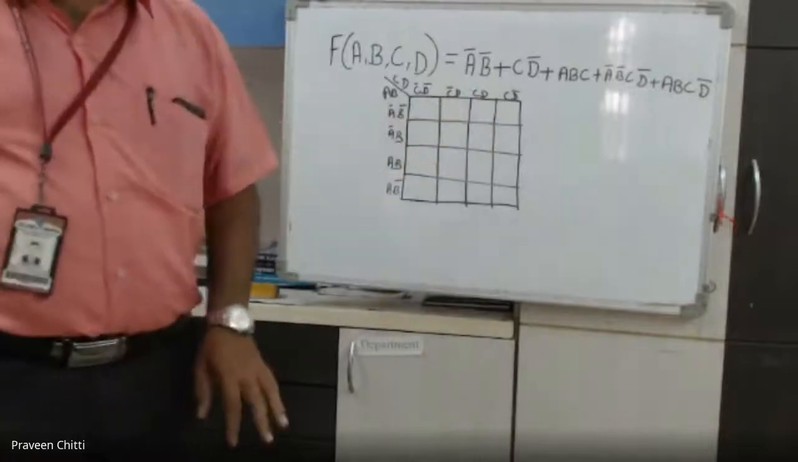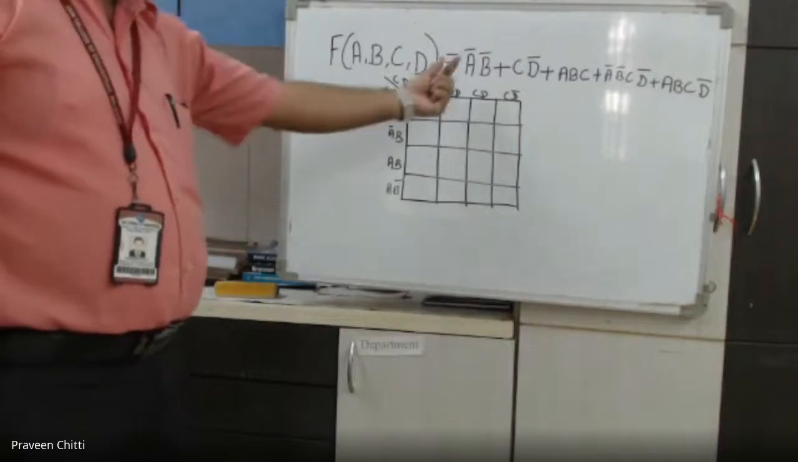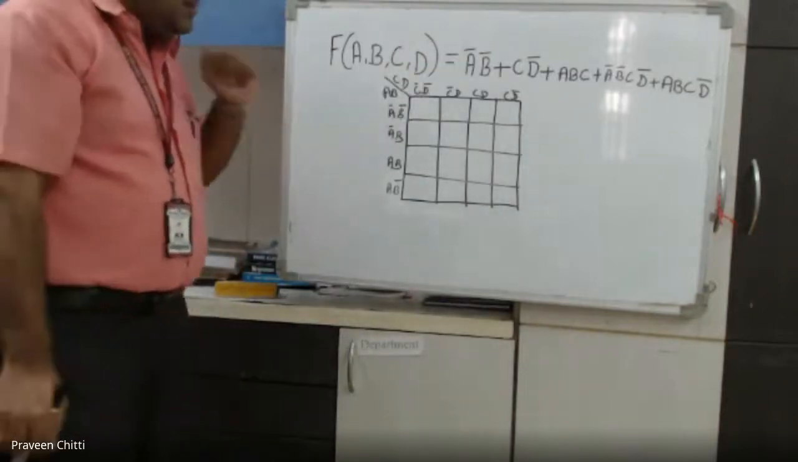So there should be 5 groups. Which all 5 groups are there? We'll take them one by one. Now you need A bar B bar. How do you get A bar B bar from this K-map?